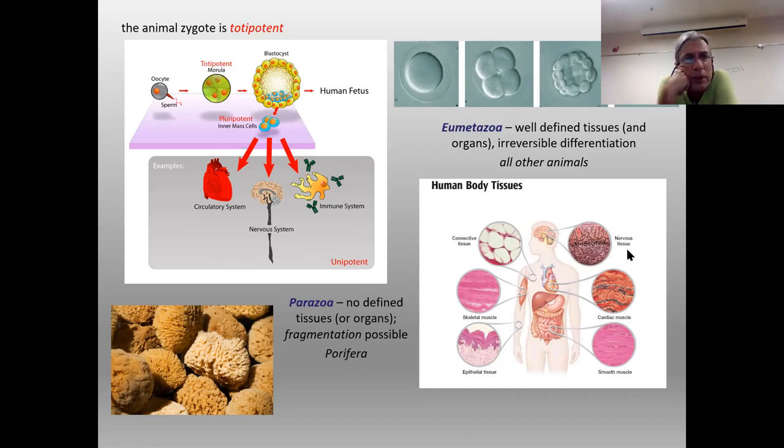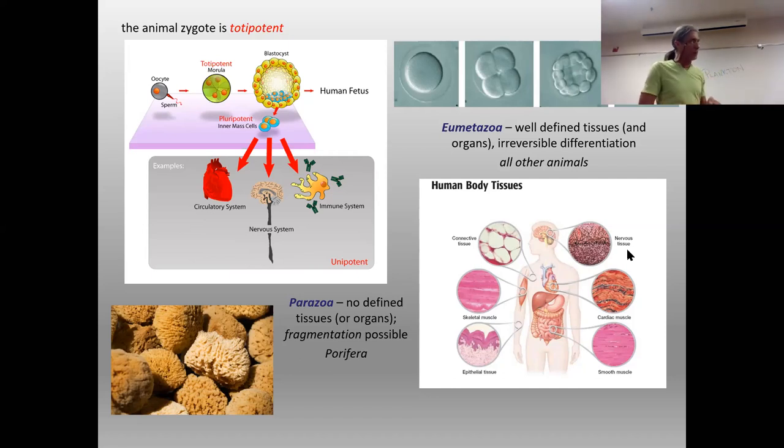Now, of course, what happens between the pluripotent inner mass cells and the unipotent cells is this whole idea of differentiation, of the development of tissues, of the development of organs. And that never happens in the placozoans and the sponges. They don't have defined tissues or organs. But what's really cool is that they can fragment. Yeah, that's kind of neat.